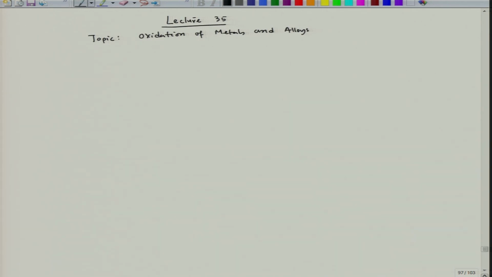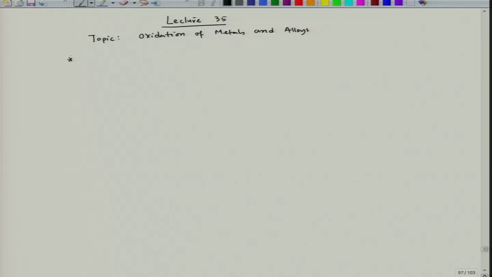Now, in our last lecture we started discussion on oxidation, and we could see that oxidation poses a lot of issues for a material to be used at a high temperature, and that is why we need to analyze oxidation. And then we started talking about different stages of oxidation.